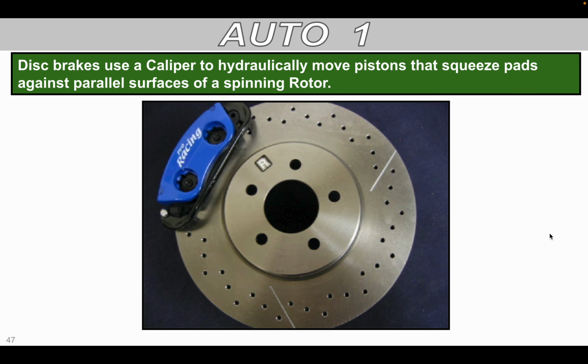It's kind of fun. All right, disc brakes use a caliper to hydraulically move pistons that squeeze pads against parallel surfaces of a spinning rotor. That's how it functions. Nothing too crazy. We discussed this last week, right? The rotor is spinning, kinetic energy. We take basically 2 pieces of bread, slap that on there, and we literally squeeze that rotor to slow it down. Okay, very effective way of doing things. It does take a lot of force, and this is why we use our hydraulic system or a power boost system to be able to generate enough force to be able to clamp that, to be able to create friction. Okay.